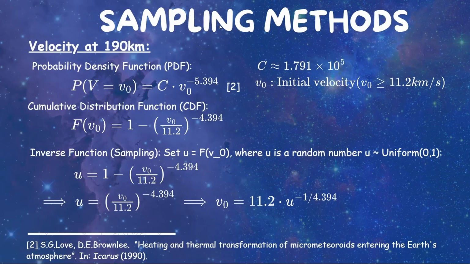To run our simulations, we first need to generate realistic starting particles. We must sample them from known astrophysical distributions for velocity, radius, and entry angle. For velocity, we use the probability density function from the paper Heating and Thermal Transformation of Micrometeoroids Entering the Earth's Atmosphere. Then we deduce its cumulative distribution function. Applying a method called inverse transform sampling, we generate a uniform random number u between 0 and 1, plug it into the inverse function v0, and this gives us an initial velocity.